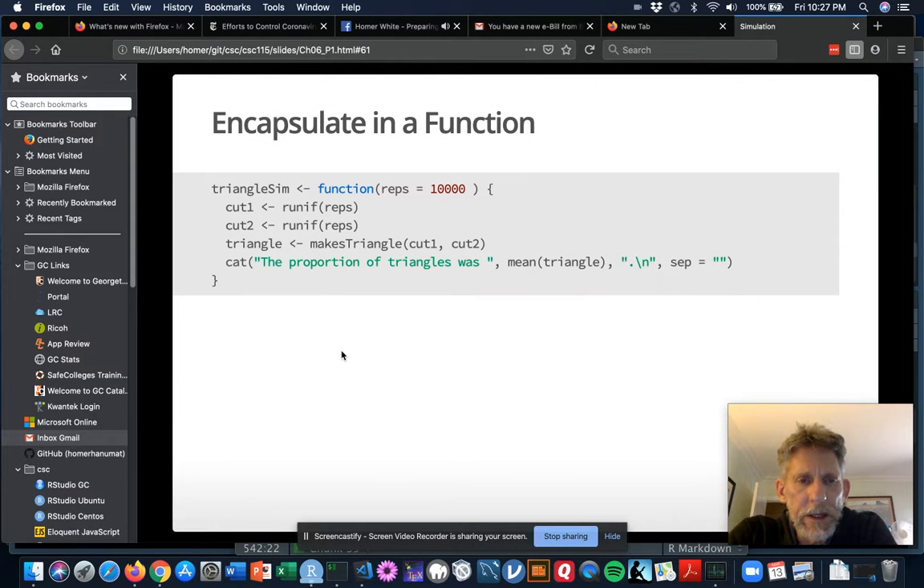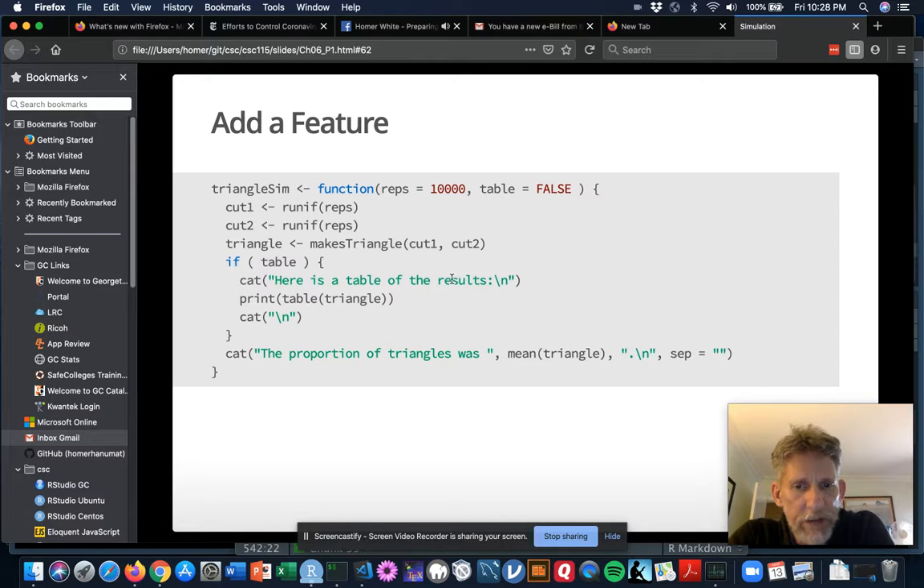So why don't we go ahead and encapsulate our work into another little function. We'll call it triangle sim. It's a function of one parameter, reps. That's how many sticks you're going to break into two pieces. The default value is apparently 10,000. Cut one, that's like the x, is our first break. Cut two is our second break. And then we just run makes triangle on cut one and cut two. And so we'll have a big long vector of trues and falses. And here we are just catting out a little message to the user. The proportion of triangles was the mean of triangle, and that's our estimate for the probability. You should check this out by teaching it to your global environment, and then we'll see what happens next.